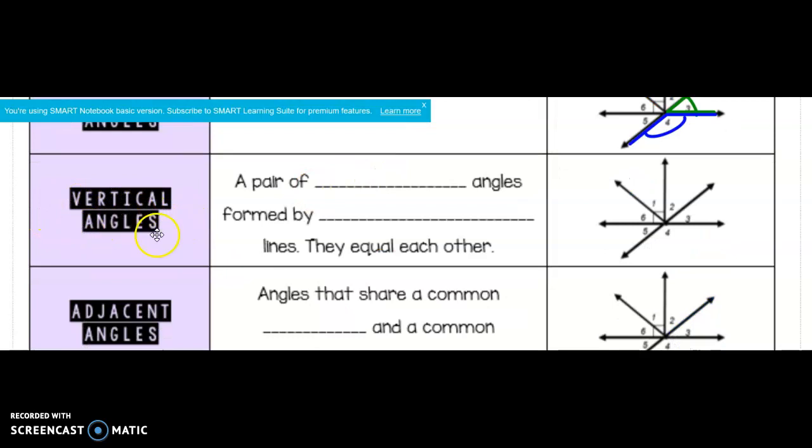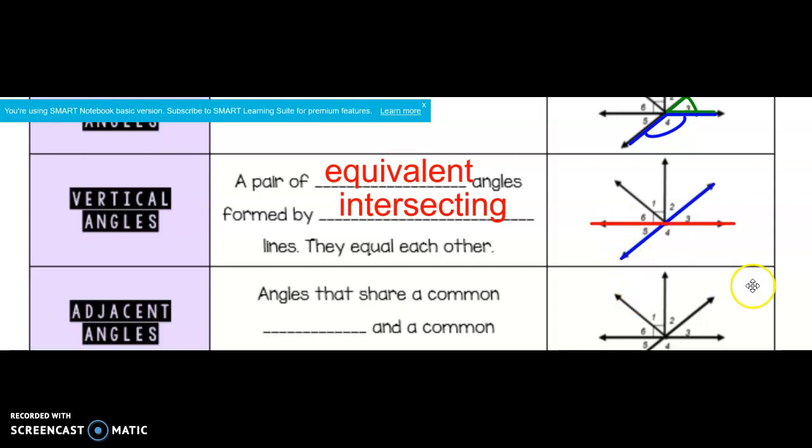Vertical angles: a pair of equivalent angles formed by intersecting lines. They equal each other. So if I had a line here and I have a line here, notice I have two intersecting straight lines, and the angles across from each other would be equivalent. They would equal each other. They're the same angle measure.